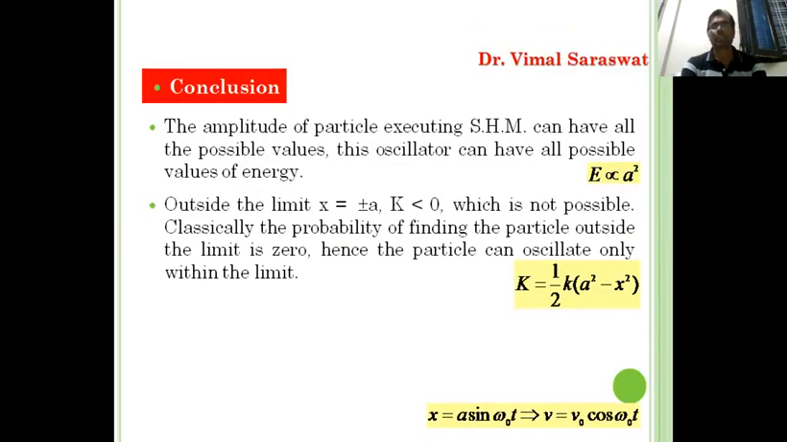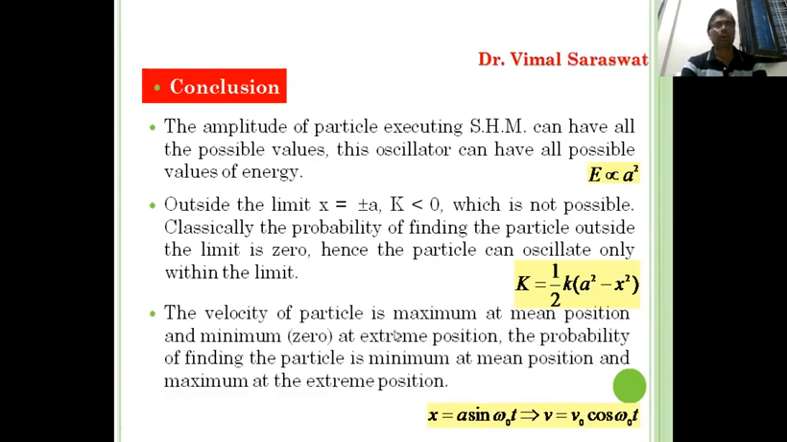Now, position x is equal to a sin omega naught t, and the differential of position provides us the velocity. So v is equal to v naught cos omega naught t. Here v naught is the maximum value of velocity. So the velocity of particle is maximum at mean position and minimum or 0 at extreme position. It means the probability of finding the particle is minimum at mean position and it is maximum at the extreme position.